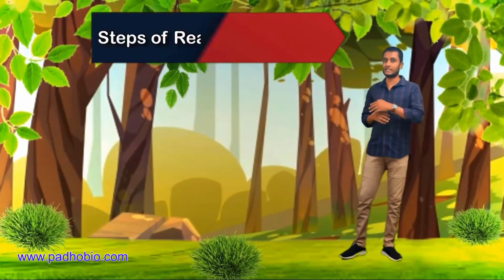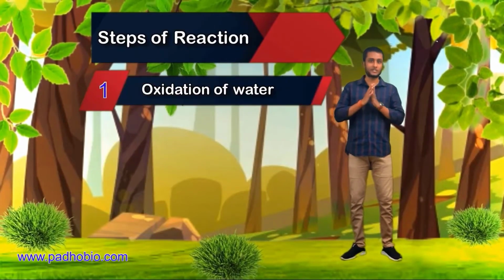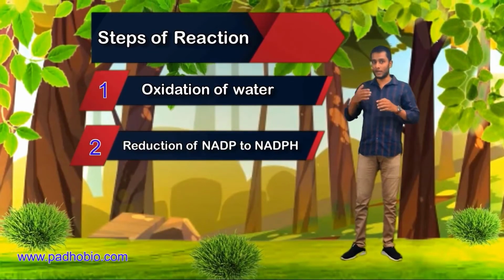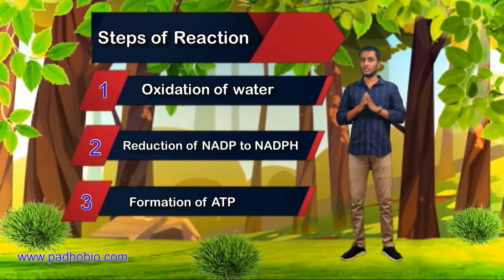So now let's start this reaction. Actually this overall reaction is divided into a total of 3 steps. The first one is the oxidation of water. The second one is the reduction of NADP to NADPH. And the third one is the formation of ATP.